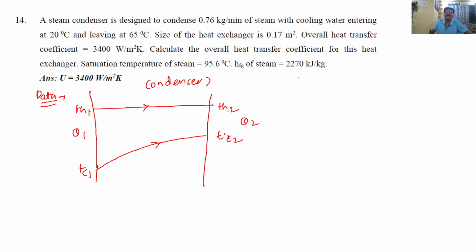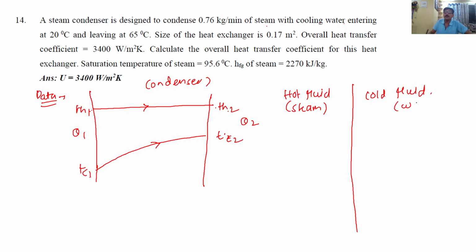Condense 0.76. I will make two columns. One is the hot fluid column and the other is the cold fluid column. What is condensing? Steam. Steam is condensing, so that is the hot fluid for which temperature remains constant, TH1 and TH2 equal, with cooling water. So the cold fluid is what? Water.